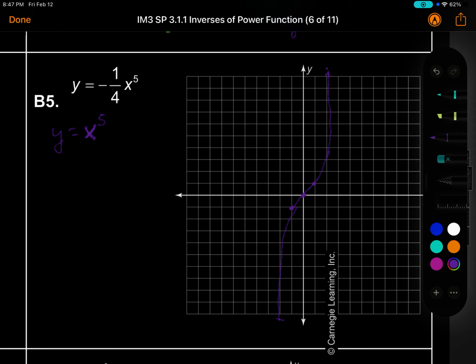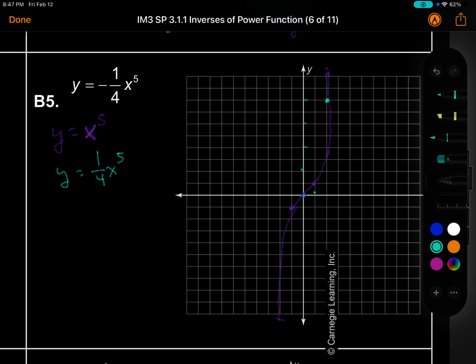function here. Okay, so what does the negative, let's do the 1/4. So all the numbers are still the same, right? 0 to the fifth power is 0. 0 times 1/4 is 0. 1 to the fifth power is 1, and 1 times 1/4 is 1/4, or 0.25. So that's why I have it there. 2 to the fifth power is 32, and 32 times 1 is 32, and 32 divided by 4 is 8. So 2, 4, 6, 8.